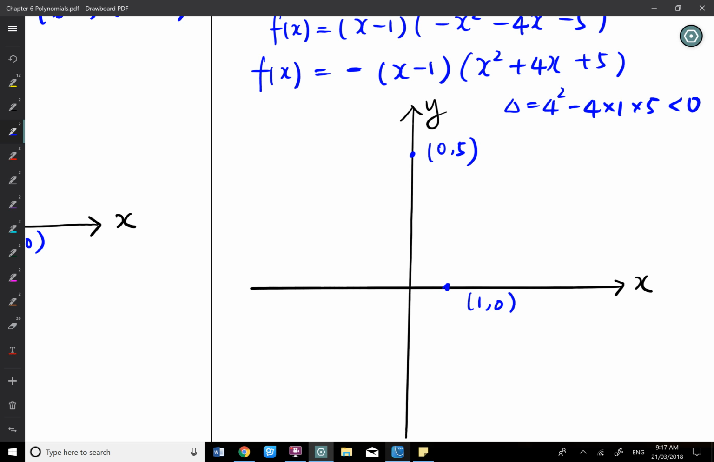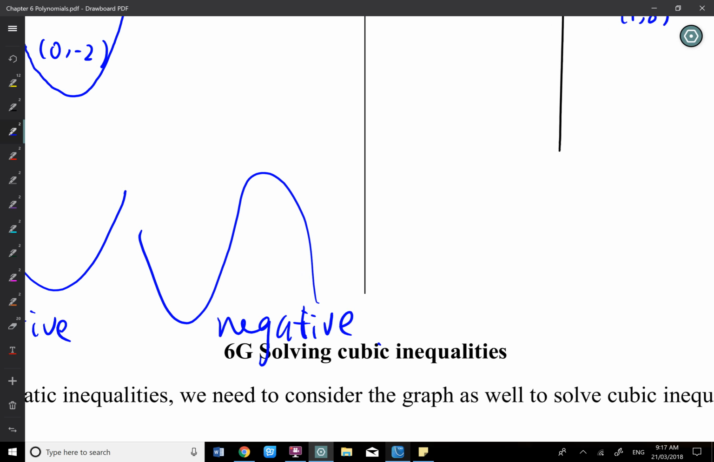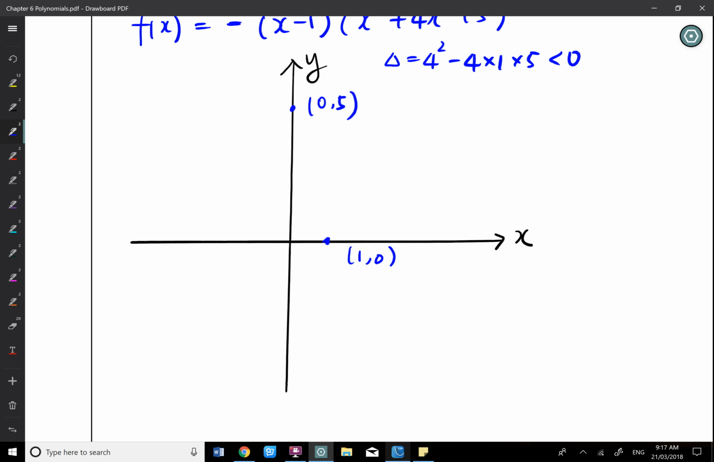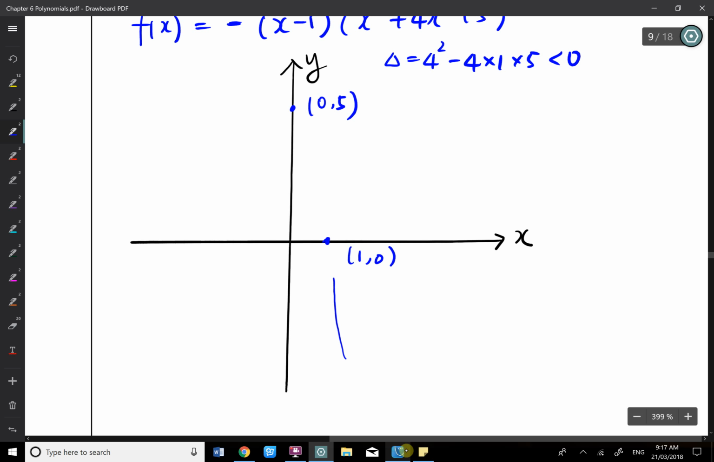Do we start from positive or do we start from negative? Negative. Okay, what does a negative cubic look like? Looks like this. See, this graph looks like this. Start from negative and go through the first intercept and go through there.